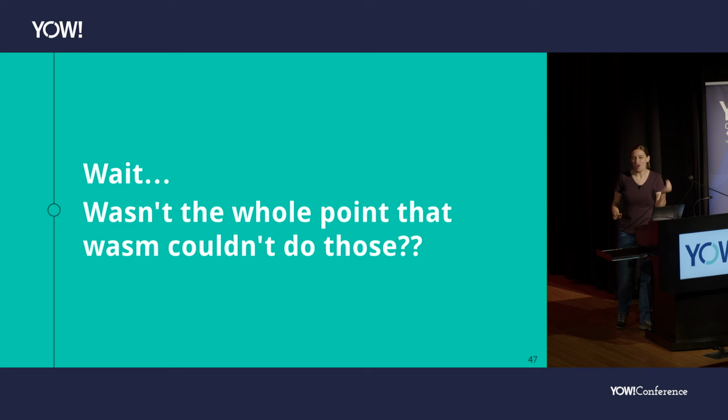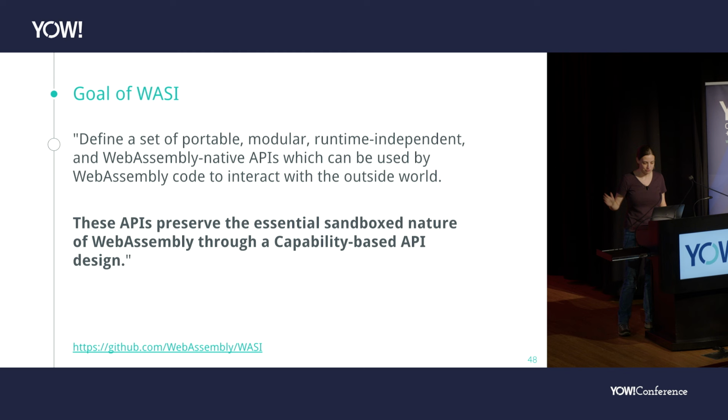But wasn't the whole point of using WebAssembly that WebAssembly couldn't do any of those things? Like, this is a sandbox. I don't want it to be able to access the file system or the environment variables of my host process. So WASI was actually designed for this purpose specifically. Verbatim from the stated goals of the WASI project: to define a set of portable, modular, runtime independent, and WebAssembly native APIs, which can be used by WebAssembly code to interact with the outside world. Okay, good. These APIs preserve the essential sandbox nature of WebAssembly through a capability-based API design.